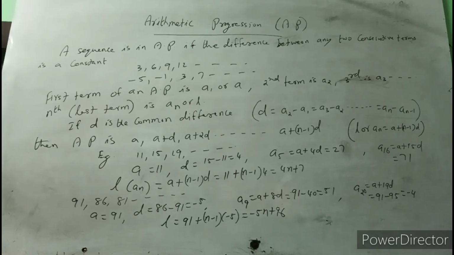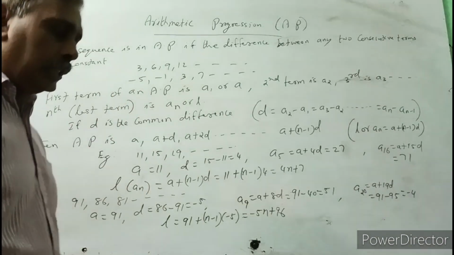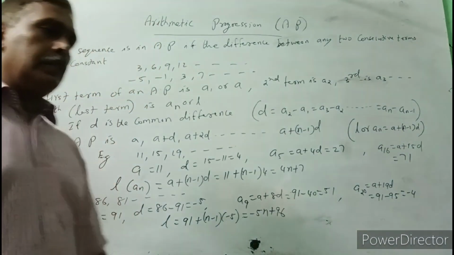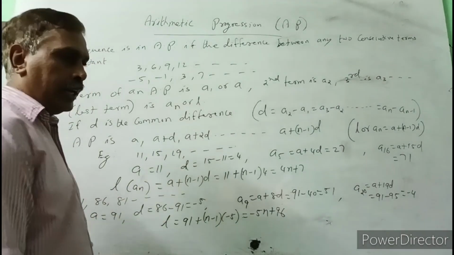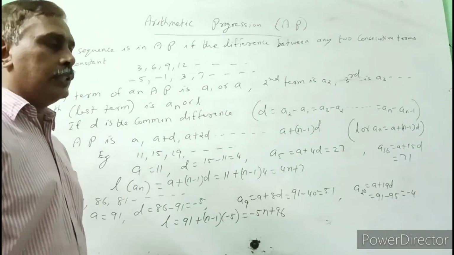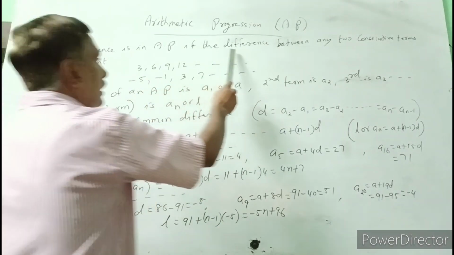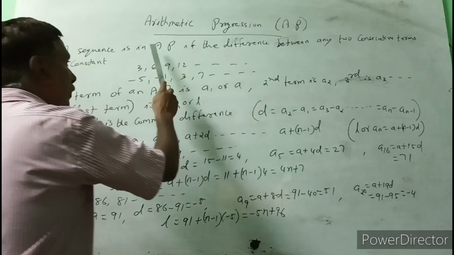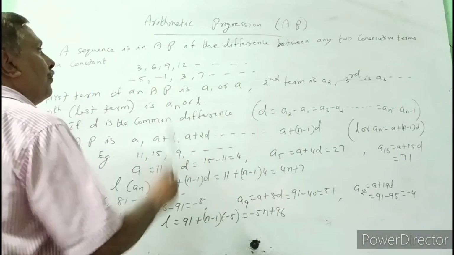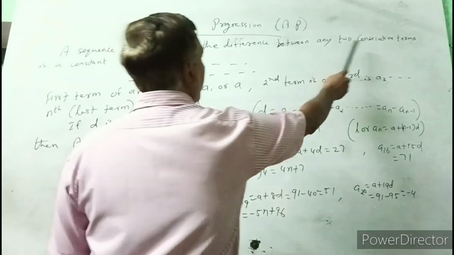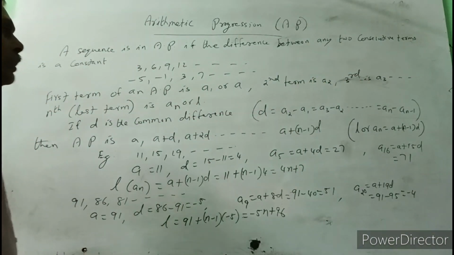Arithmetic progression or AP. What is an AP? A sequence means a group of numbers taken in a particular order. That is what is called a sequence. So a sequence is in AP if the difference between any two consecutive terms is a constant.